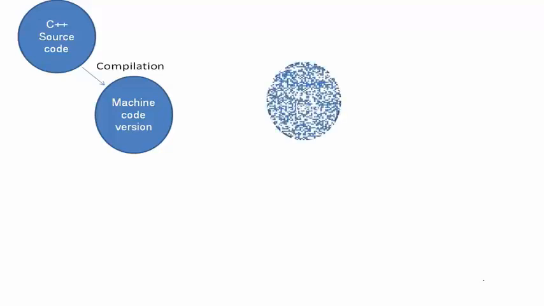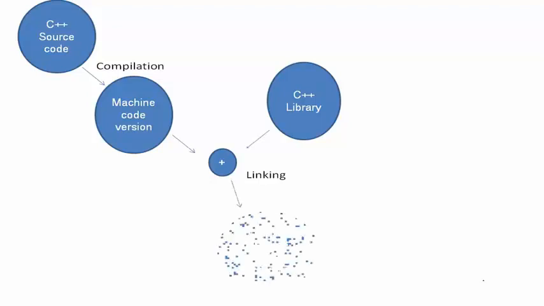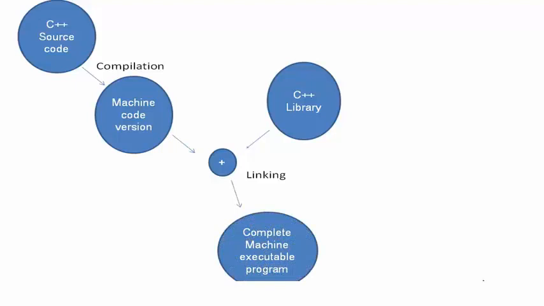Next, we're gonna link this object file or the machine code version with the C++ library using the linker, and the process is called linking. Here the references are resolved and we'll get a complete machine executable program. So this complete machine executable program is an application which can be executed by the operating system.